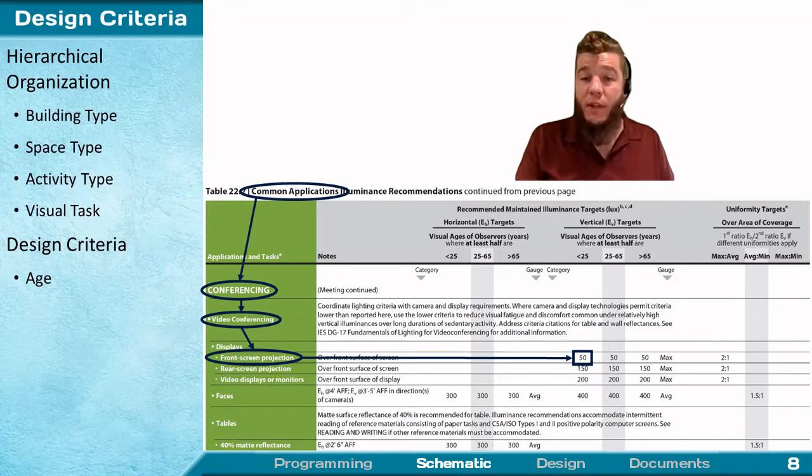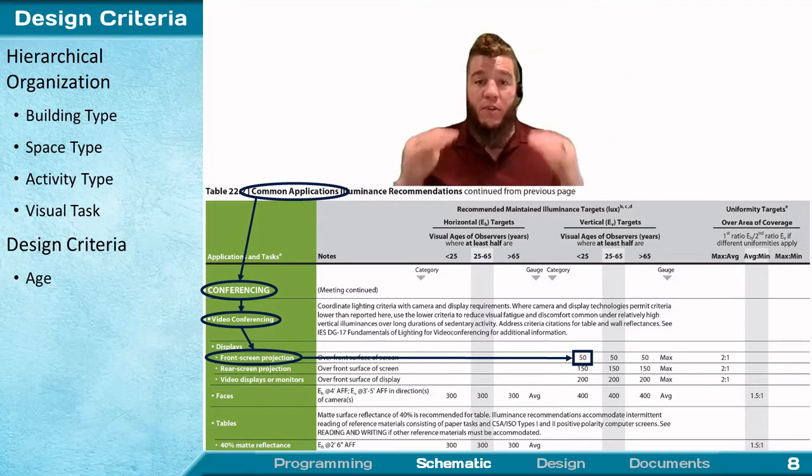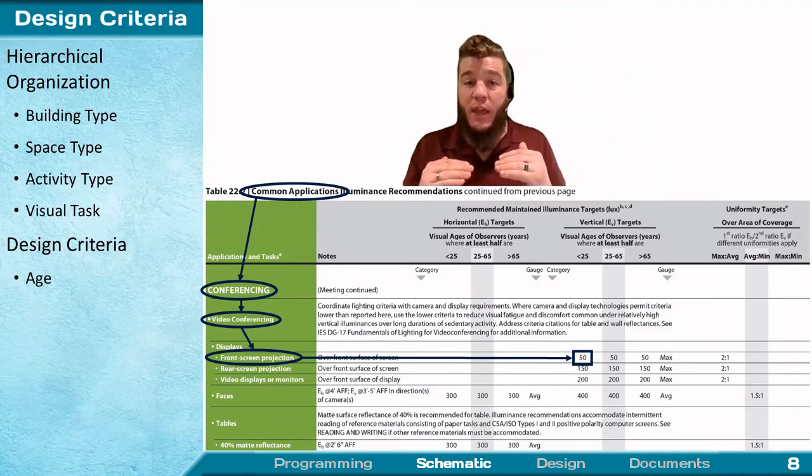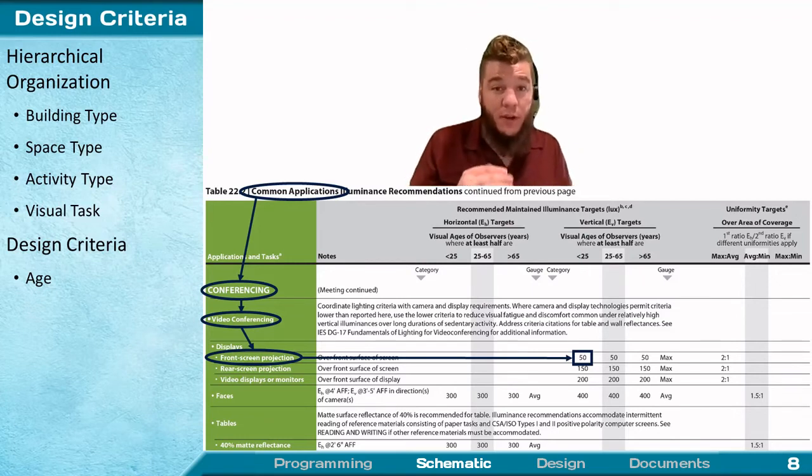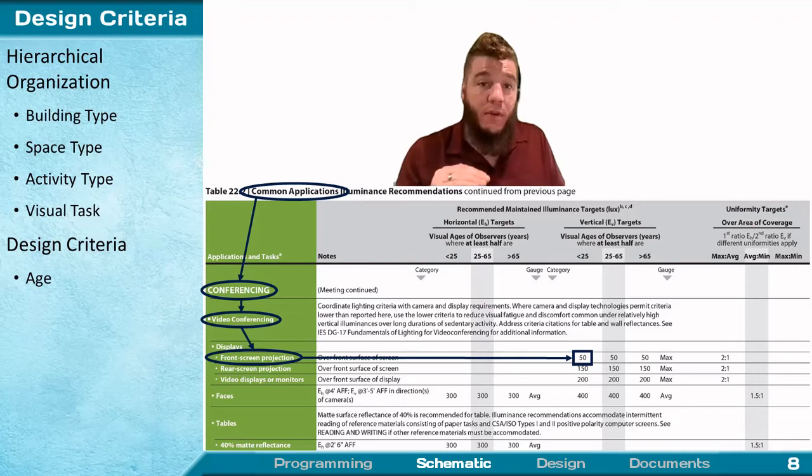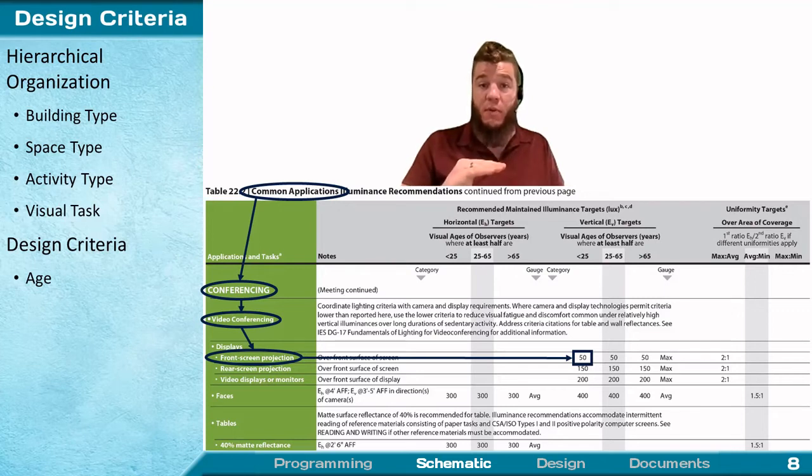Another aspect that's relevant here is determining whether this is a vertical surface or a horizontal surface. So in this case, we're talking about a projector, so we want to be on the vertical side. But a lot of our visual tasks are primarily horizontal tasks, and so you're going to spend a lot of time in this set of columns right here.